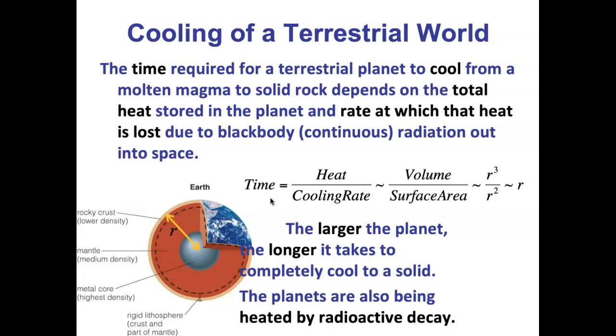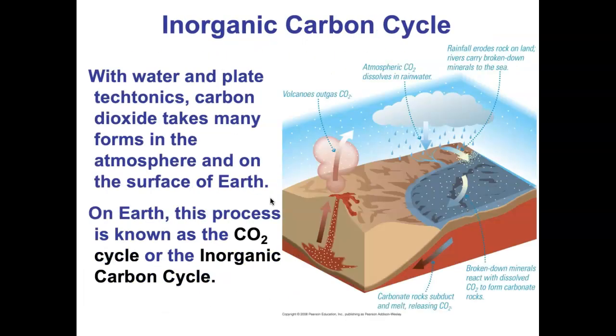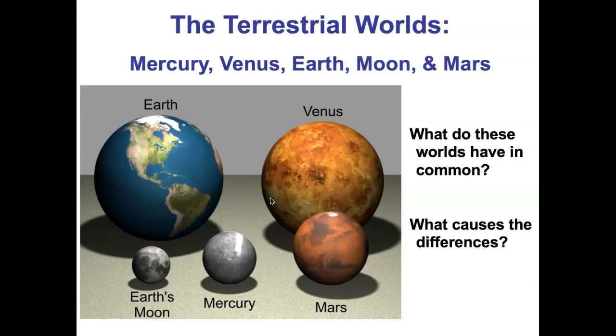All of the terrestrial planets were born being about the same temperature. But the smaller planets cooled off in less time. The bigger planets are going to take more time to cool off. This is why the small planets like Mercury and Mars used to be hot, convecting, volcanic, geologically active. But they are smaller, and they didn't take as long to cool off.